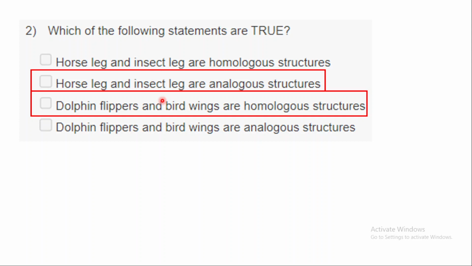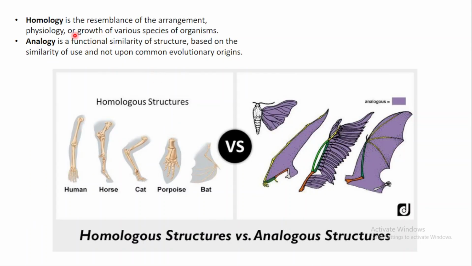So the leg design may be different because the horse leg and insect leg are evolutionarily very different, but the functions that they share is very common. They help in locomotion of the organism on ground. Whereas dolphin flippers and bird wings have different functions. If you see, dolphin flippers helps dolphin to swim inside water and bird wings have a totally different function of flight. But why they are homologous? Since they share the evolutionary ancestry, similar design, similar body plan, and similar physiology.